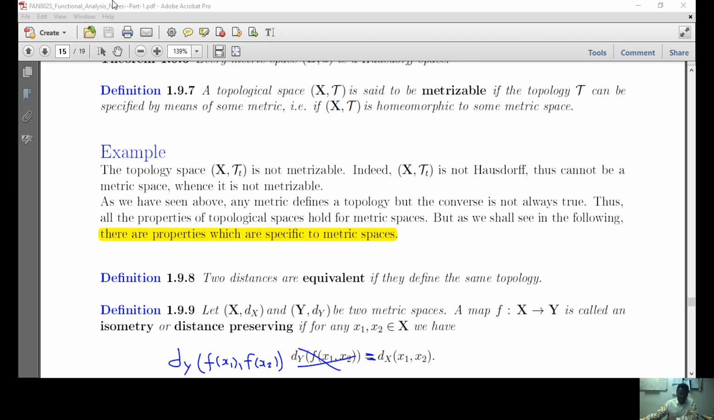For instance, this case of Hausdorff is specific to a metric space, right? We saw that the trivial topology, since it's not metrizable, cannot be Hausdorff, but Hausdorff is a property that is intrinsic to a metric space. That's just an example that I took, but there are many other properties that we'll see only apply to metric spaces, and we are going to look at some of them.